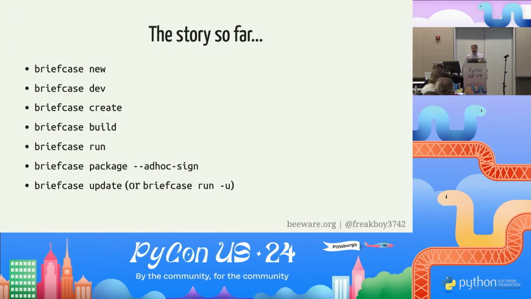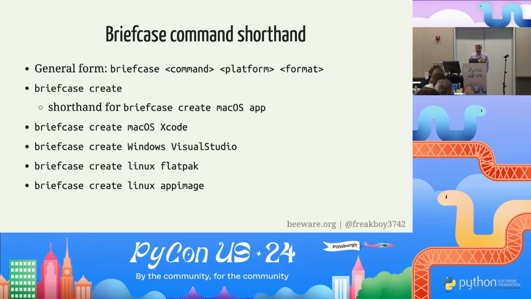So a summary of what we've done so far. We have stubbed out a new application with briefcase new. This all could have been done manually, but we used a wizard. We ran our application in development mode. We've created our application with briefcase create. We've built that application with briefcase build. We've run the application with briefcase run. We've packaged the application with briefcase package. We've then updated the app with briefcase update and then rerun, but we could have also done briefcase run minus u. All of those commands could have been run in long form, inferring the previous steps.